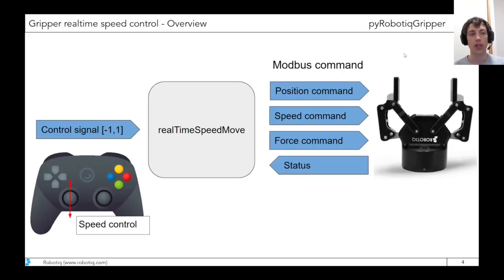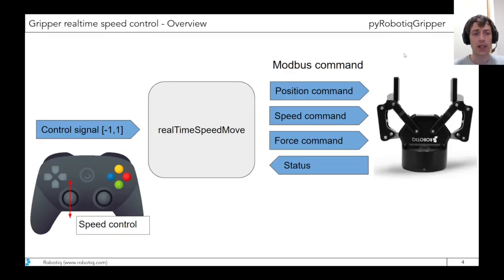Here is an overview of the mechanism of this function. The function takes a control signal that is between -1 and 1. It's a speed control signal. Basically, this signal will come from a joystick, like maybe a gamepad controller, a joystick that you can push in the upper direction or in the bottom direction.